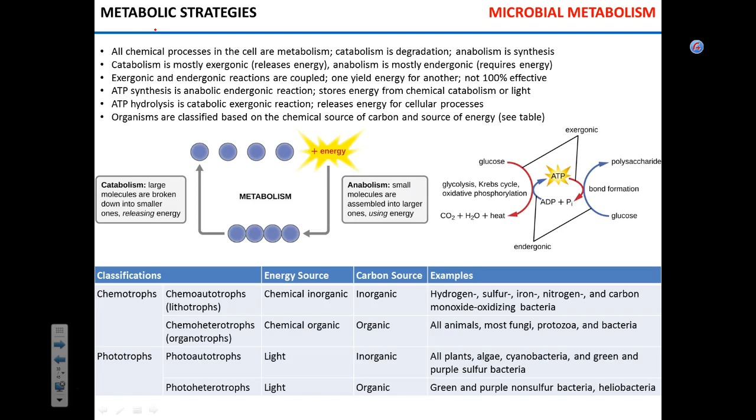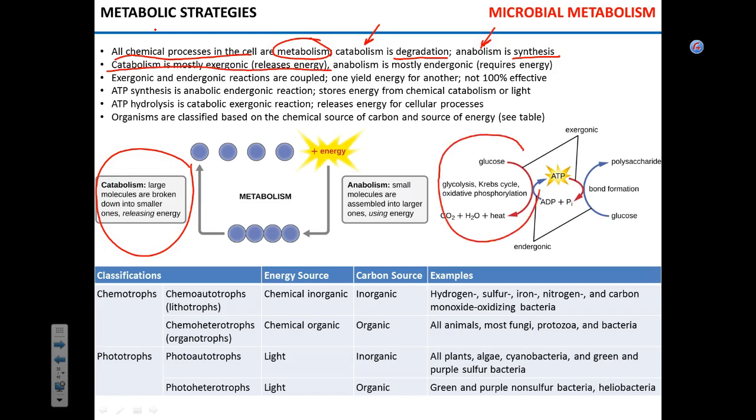Metabolism is the term for all cellular processes in the cell. Okay? And reactions in the cell can be either reactions of degradation, that we call catabolism, or reactions of synthesis, that we call anabolism. Now, catabolic reactions, shown here, are mostly exergonic.